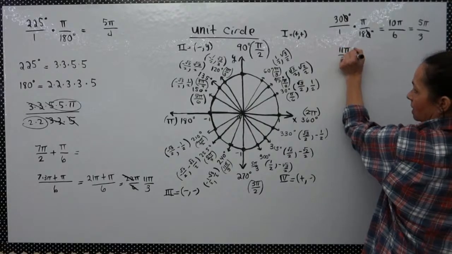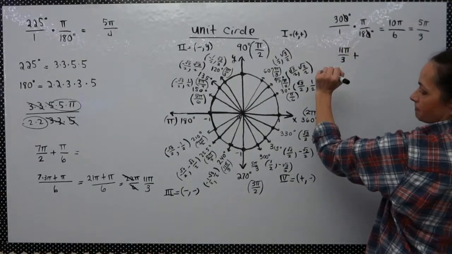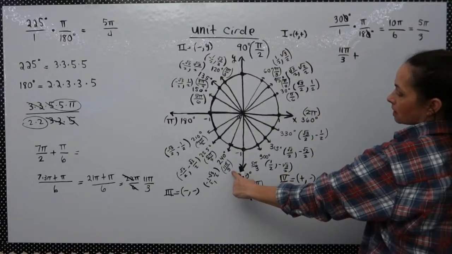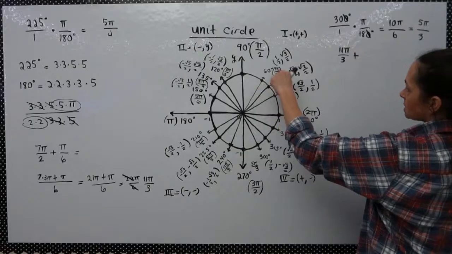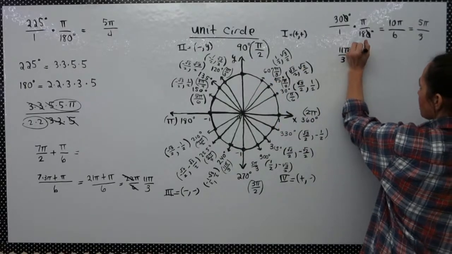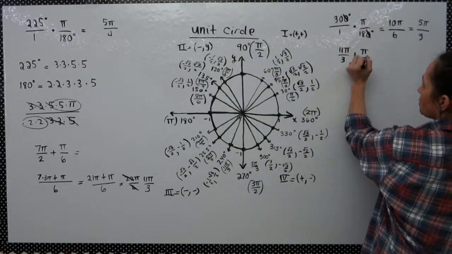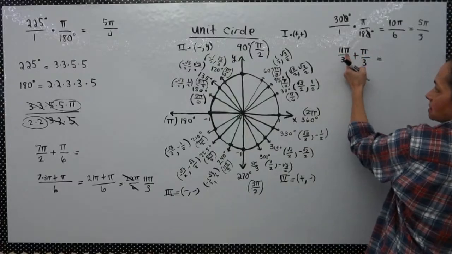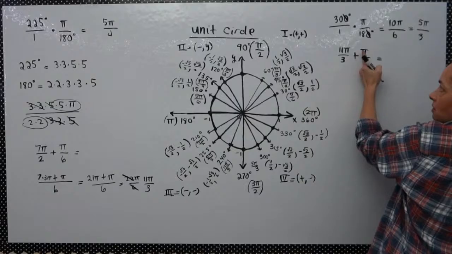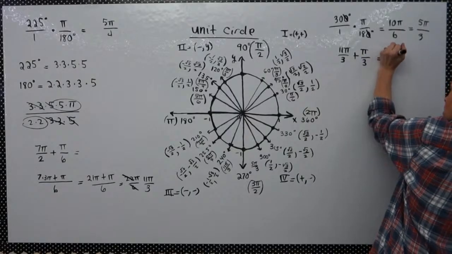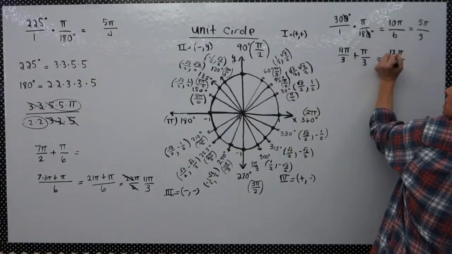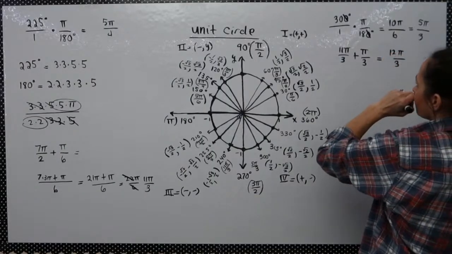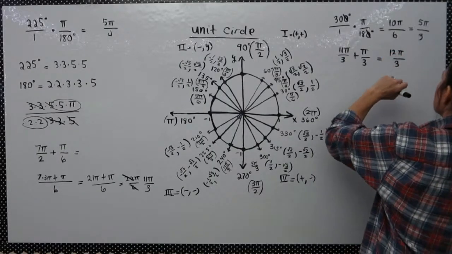And I'm going to add that to pi over 3, because see how it's already in the denominator? And I'm adding 60, then I don't have to convert. Since they already have the common denominator, I can say that's 12 pi, because if you have 11 pi and you add pi to it, that gives you 12 pi over 3. And then that reduces down.